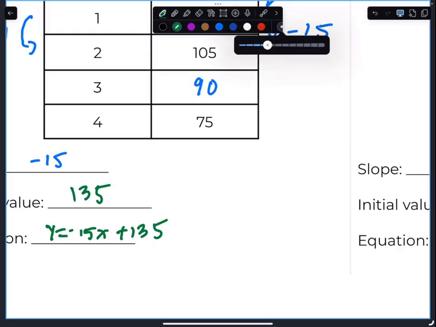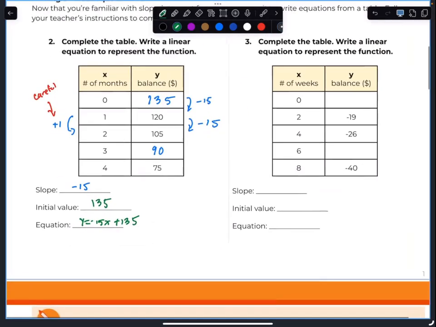I think the thickness is here. Let me go to thickness 3. All right, let's do one more example, and then I'm going to give you some time in class to practice this on your own.